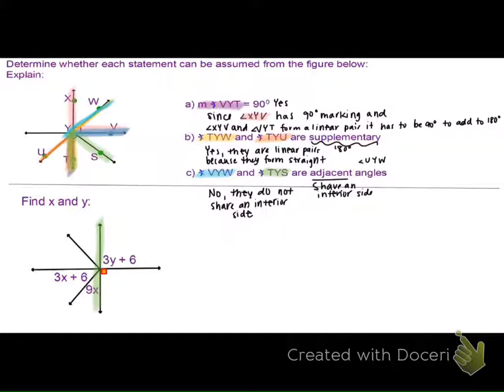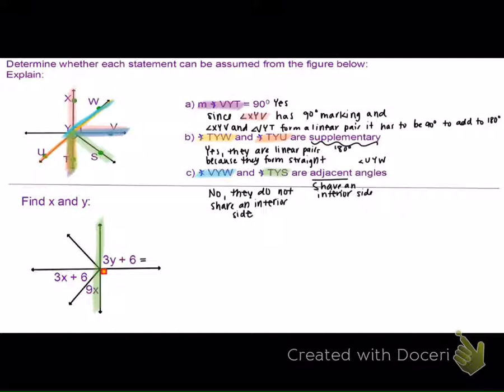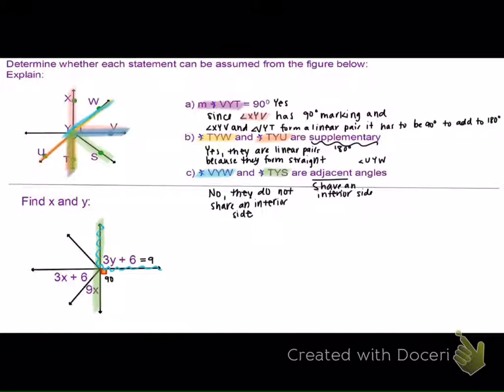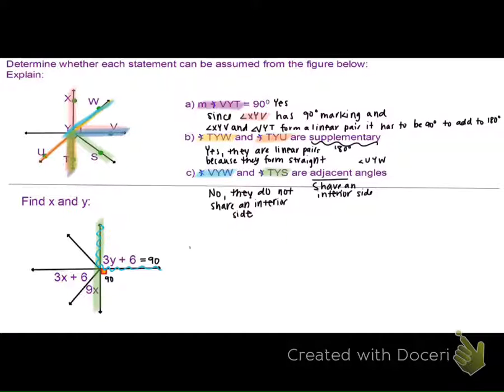Okay, so this forms a straight angle. So what do you know about this angle measure here that 3y plus 6 is on? What should it be equal to? If it forms a straight angle and this one's already 90 degrees, what does that one have to be? What does it have to be? It adds to 180, so that means that this angle here is what? 90. So those have to add to 90 because it forms a linear pair. So 3y plus 6 equals 90.